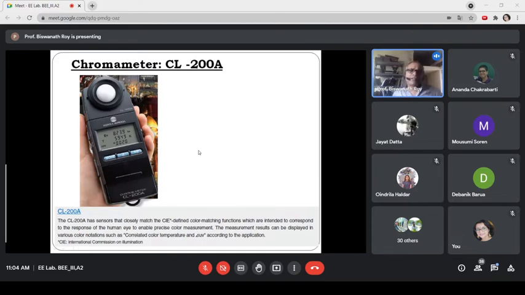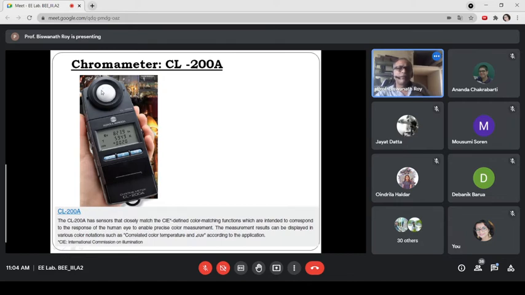Now, the next instrument is chromometer. This is a very simple type of digital instrument, manufactured by Konica Minolta. Very costly equipment, very costly instrument. The model is CL200A, and this is the position of the sensor. There are three light sensors within this enclosure. This is a diffuse enclosure.